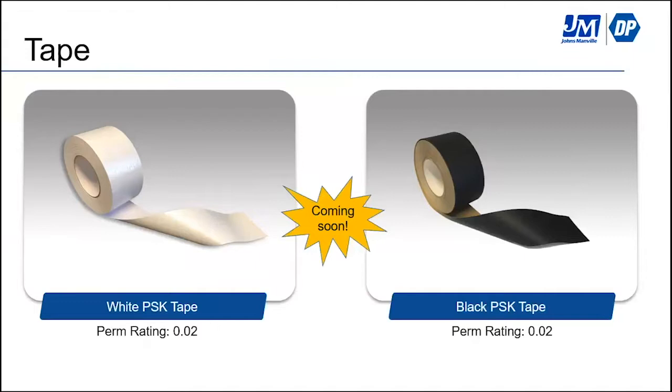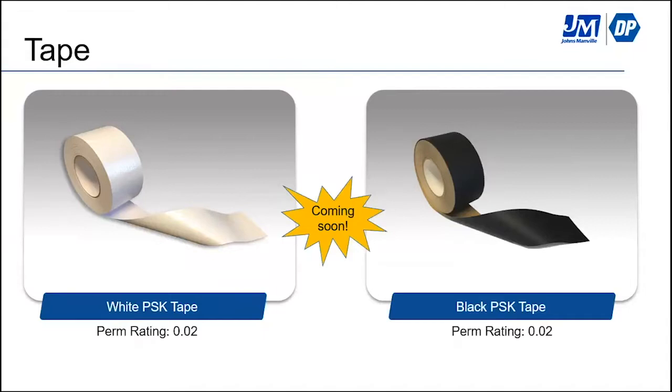There are lots of different options out there, but nothing that was a perfect match with the sheen and the color, the scrim pattern, the whole nine yards. So we are going to launch a white PSK tape as well as a black PSK tape here. We're going to be ramping that up about June 1st, 6 weeks out or so.